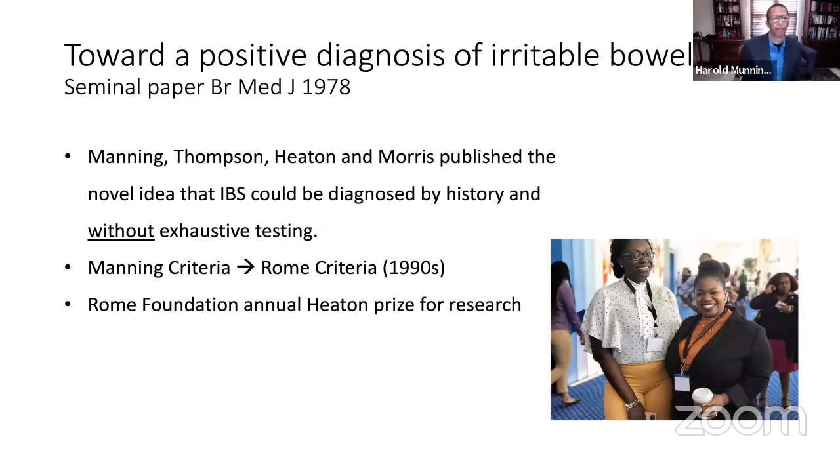In 1978, Manning, Thompson, Heaton, and Morris published a seminal paper that fielded the novel idea that IBS could be diagnosed by history and without doing exhaustive testing. The lead author's name was co-opted, and within the GI circles, these became known as the Manning criteria. Dr. Ken Heaton pushed this research further and was one of the architects of the Rome criteria, which we're going to look at in a moment. And he's now renowned for his research and pioneering in that field.